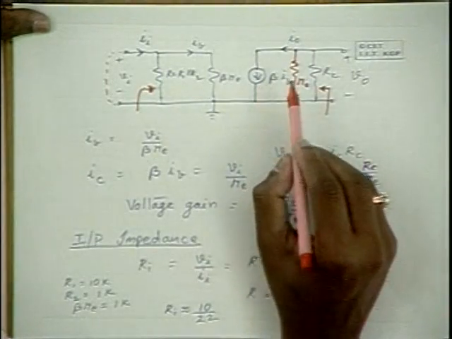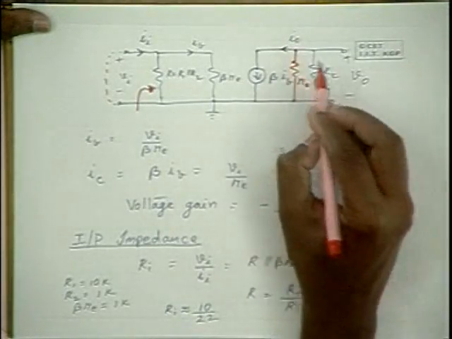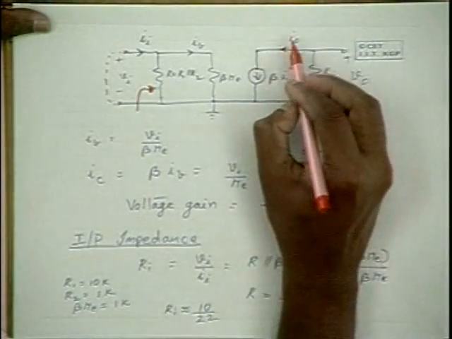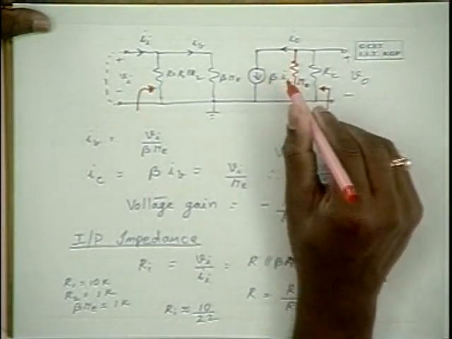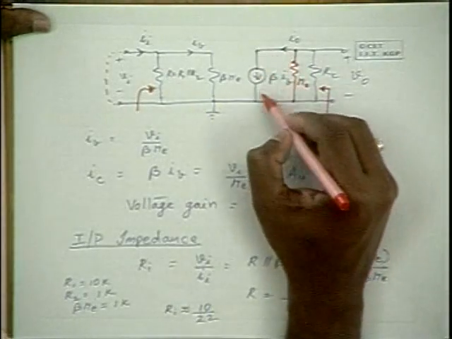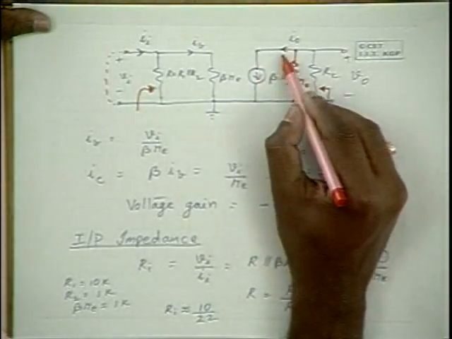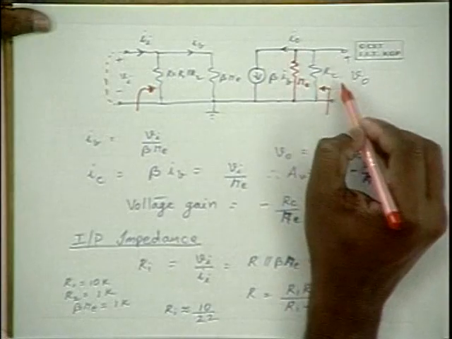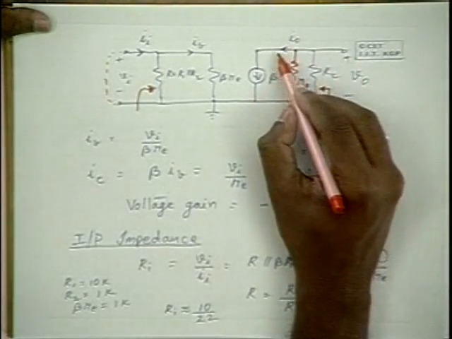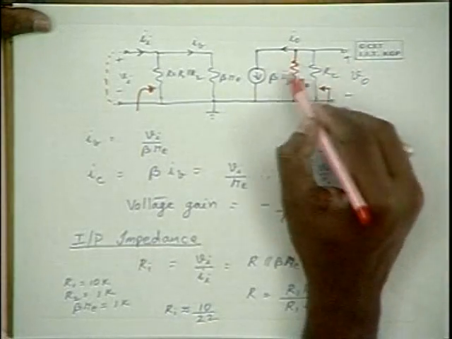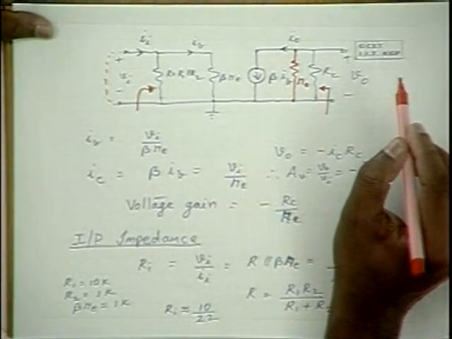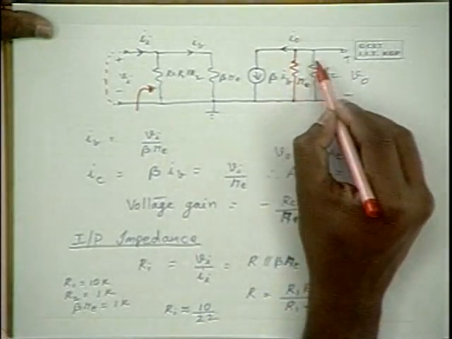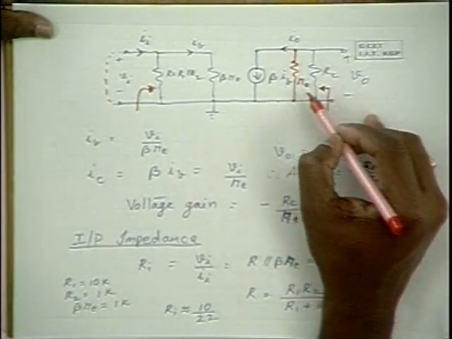Now, what about the output voltage? Earlier, in the approximate model, we considered that the load current is equal to the output current, that is, the output current flows through the load RC alone. Now, this load current will be flowing through the parallel combination of R0 and RC. Therefore, the output voltage is minus beta IB into the parallel combination of R0 and RC.